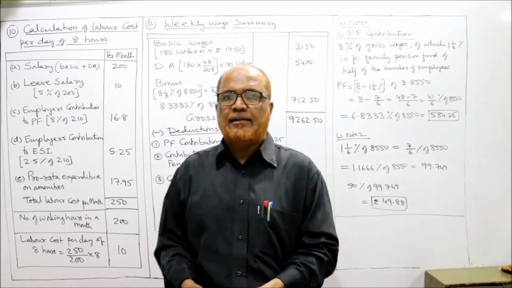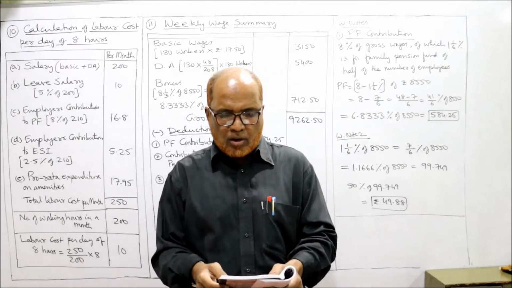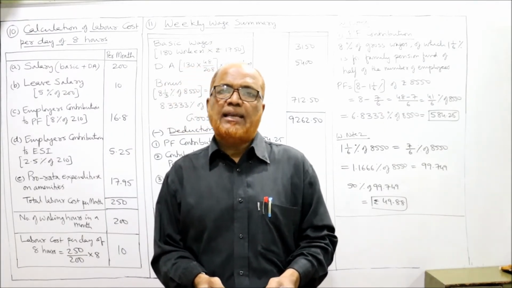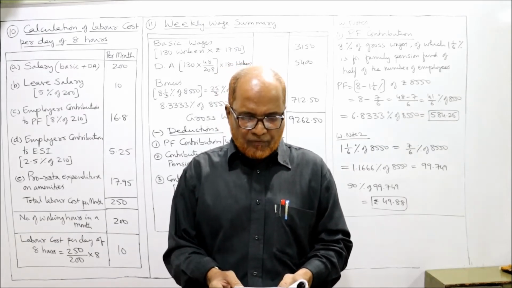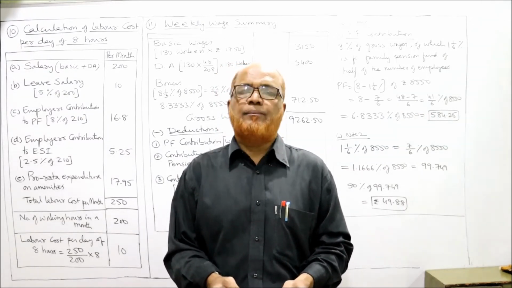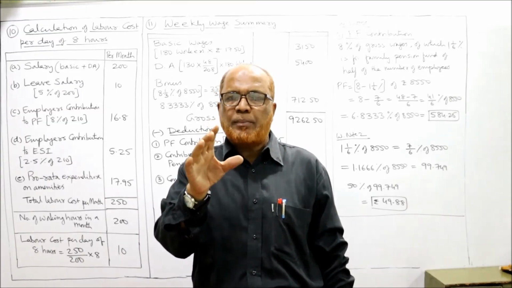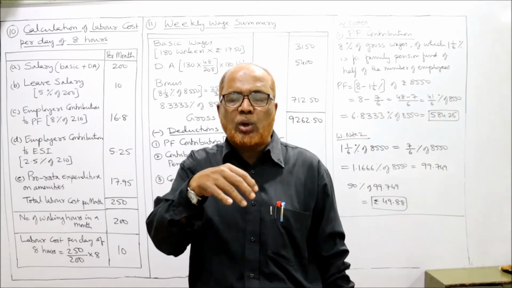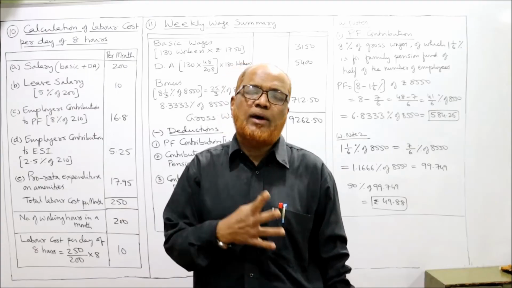Problem number 10. See the 10th problem carefully. From the following data, prepare a statement showing the cost per day of 8 hours. So we have to calculate the labor cost per day of 8 hours of engaging a particular type of labor. See here, wage payment is different from labor cost. The wage payment is the payment made to the workers. But labor cost means the total expenditure incurred on the workers by the employer.